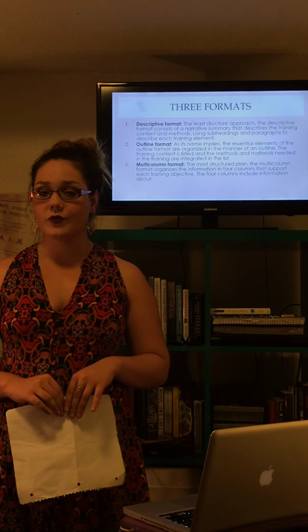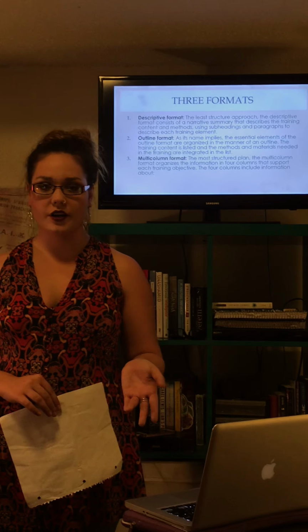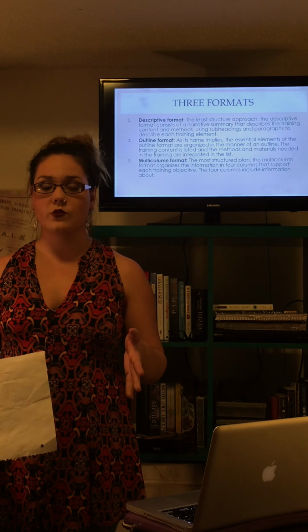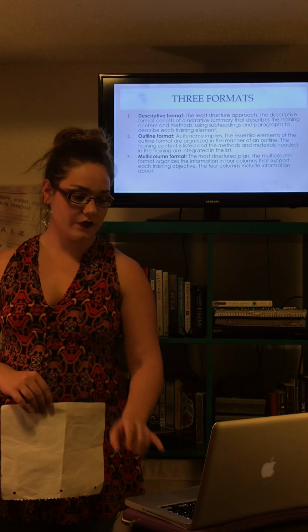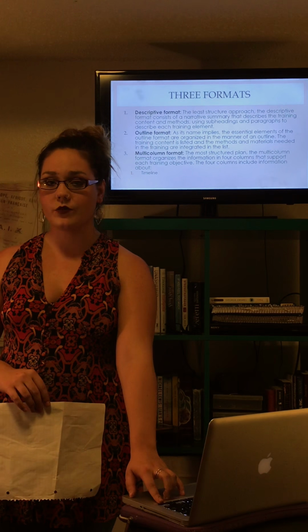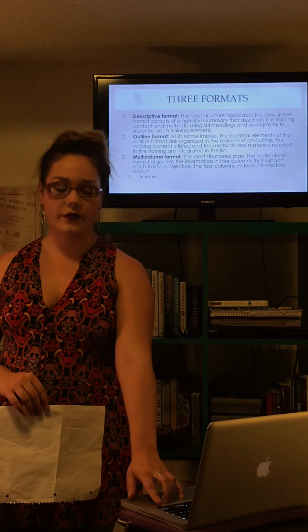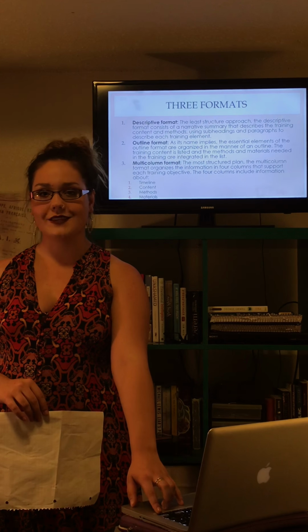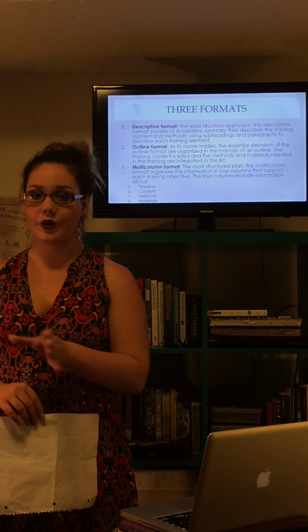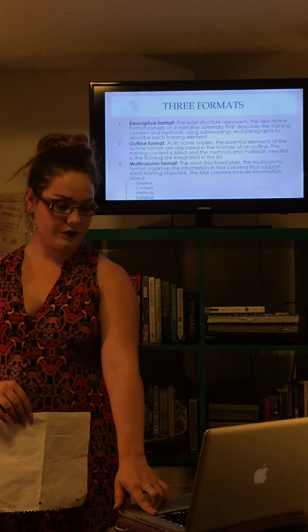Now the multi-column format is what most businesses look for. They want to be able to fit everything onto one page and for you to be able to look at it and cross-reference things. So the 4 elements of a multi-column format are the timeline, the content, the methods, and then lastly the materials. And these will each be in separate columns next to each other.